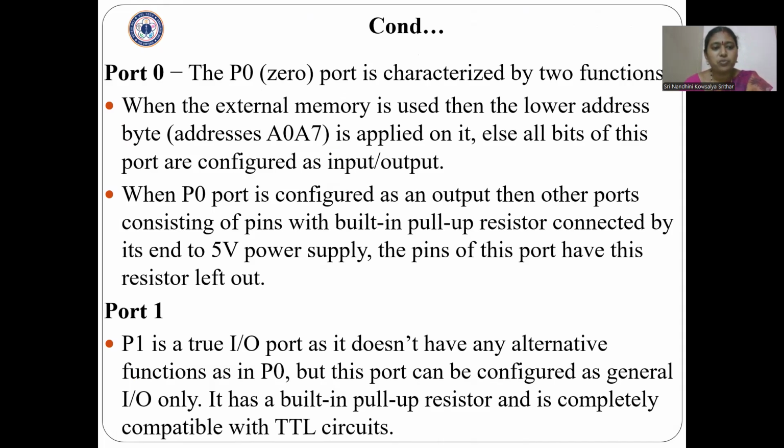Next, we have four input and output ports, that is port 0, port 1, port 2, and port 3. So, first we are going to see about port 0. Port 0 is characterized by two functions. When the external memory is used, then the lower address byte is applied on it. Else, all bits of this port are configured as input and output. When port 0 is configured as an output, then unlike other ports consisting of pins with built-in pull-up resistor connected by its end to 5-volt power supply, the pins of this port have this resistor left off.